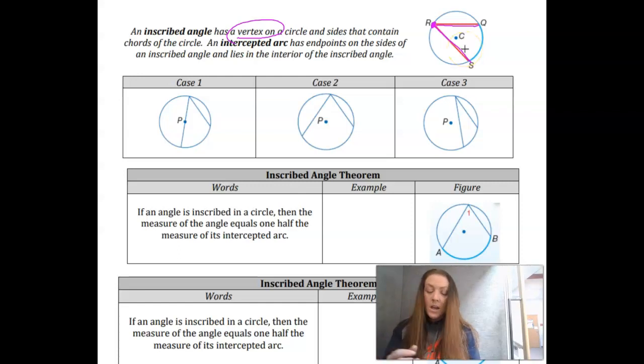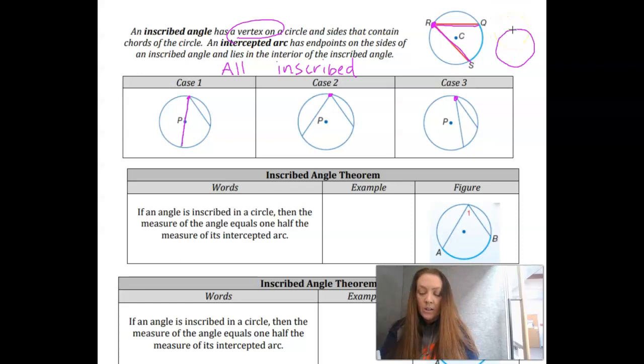Now, there are three different scenarios for inscribed angles, and these are all inscribed, okay? Because you only need your vertex to be on the circle and your two sides of the angle to be chords. So one is if one of my chords goes through the diameter. That is possible, and it's still an inscribed angle. It's not a central angle, okay? Remember, central angle means that both of my sides are radii. So this is a central angle.